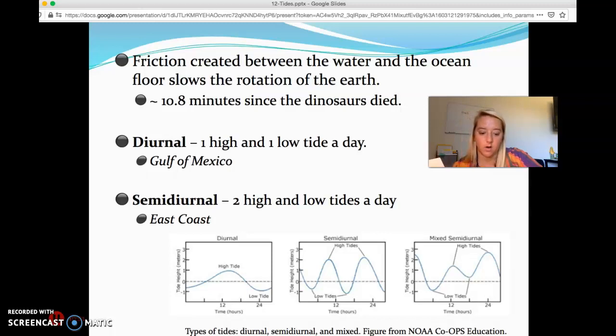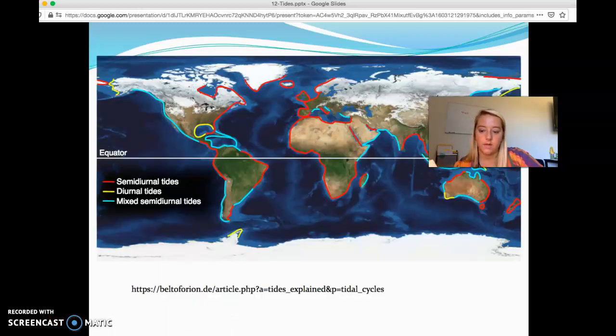Wonderful. These images are sponsored and from NOAA, one of my favorite organizations, the National Oceanic and Atmospheric Administration. I have a friend named Andy who works for them. Make sure that you are checking out those graphs right there on your notes for this as well. And just a picture to show you what kind of tides we have around the world, if you've ever wondered.